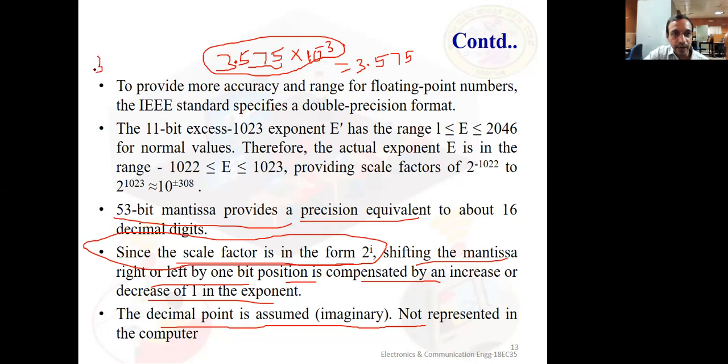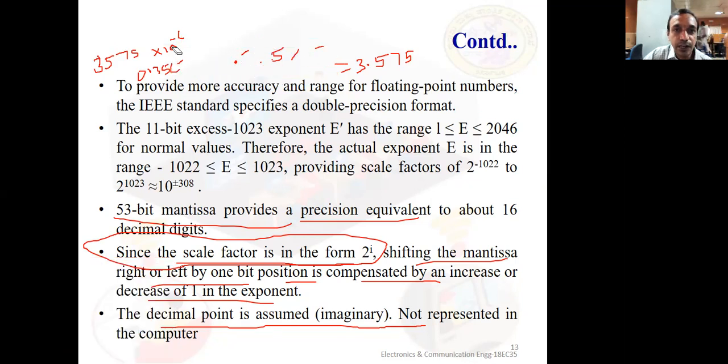Suppose the same number I write this way, 3575 multiplied by 10 power minus 4. This means this will be 0.3575. The decimal point is shifted 4 positions to the left. It will be here. Similarly for plus also. So easily, looking at the exponent, we can find out the position of the decimal point, which is variable. That's why it's called floating point. It can be here, here, anywhere, depending on the number of significant digits we want to represent. So this can all be changed as per our convenience.